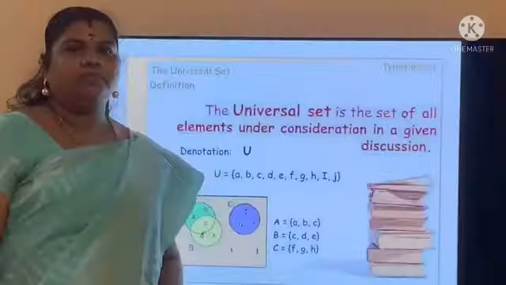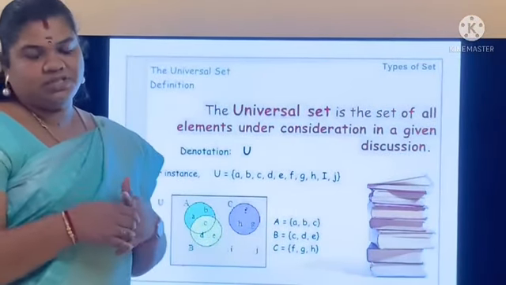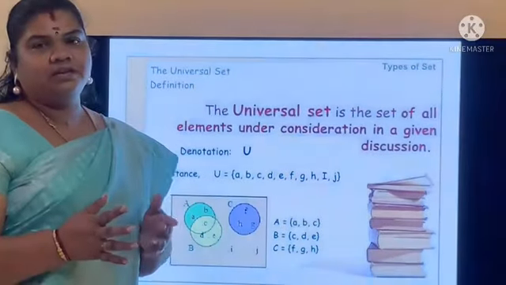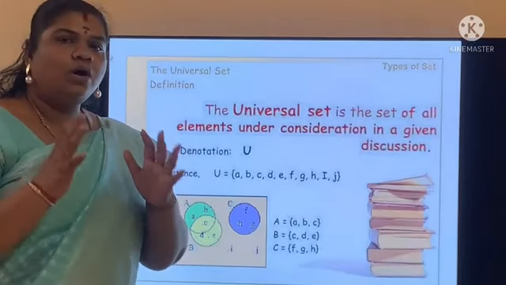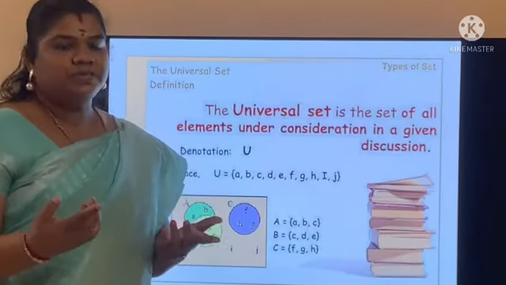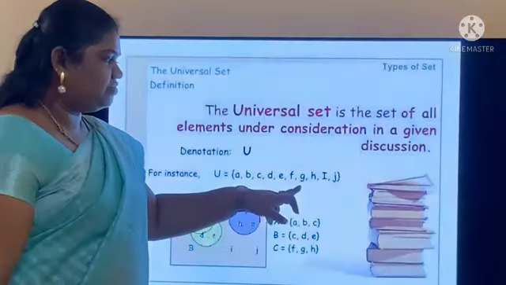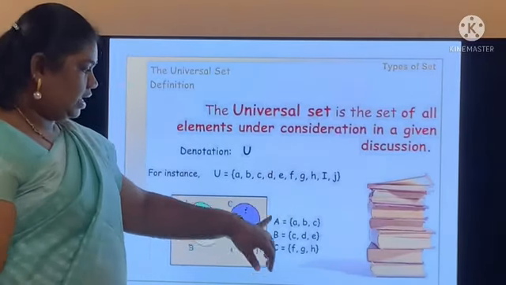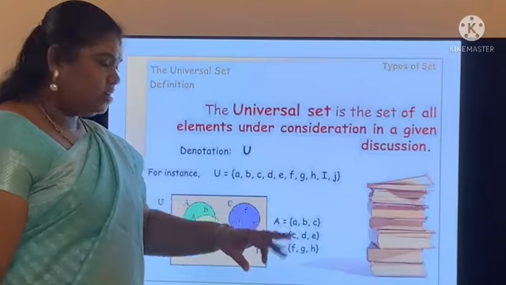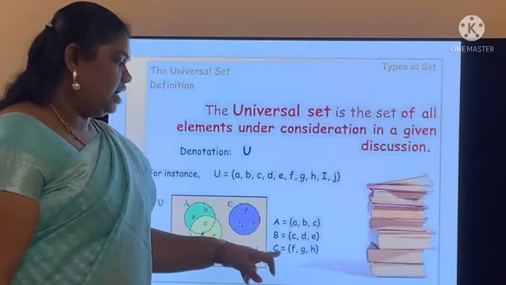Next comes the universal set. Universal set is a set of all elements under consideration in a given discussion. So if I consider any discussion, the elements whatever you have considered for that particular discussion all together will be present in the universal set. For example, if you see here, I have taken U: A, B, C, D, E, F, G, H, I, J. So this is the universal set. Whereas if you see A, B, C, we have three sets. A contains A, B, C, B contains C, D, E, and C contains F, G, H.